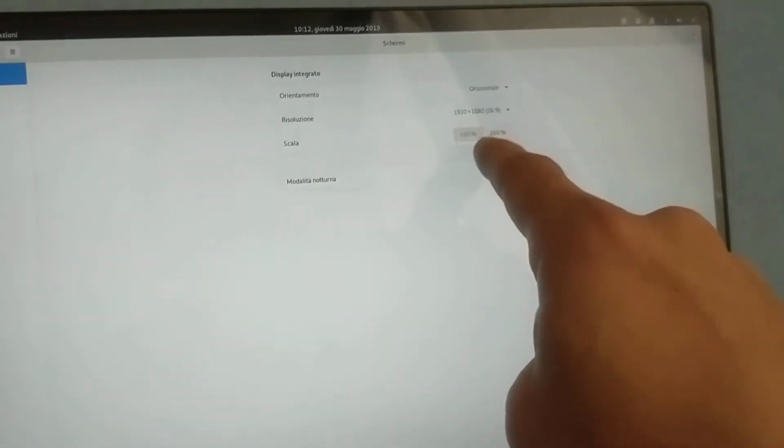Okay, scale. Still I don't have the fractional scaling. That's how you call it. Something like that.